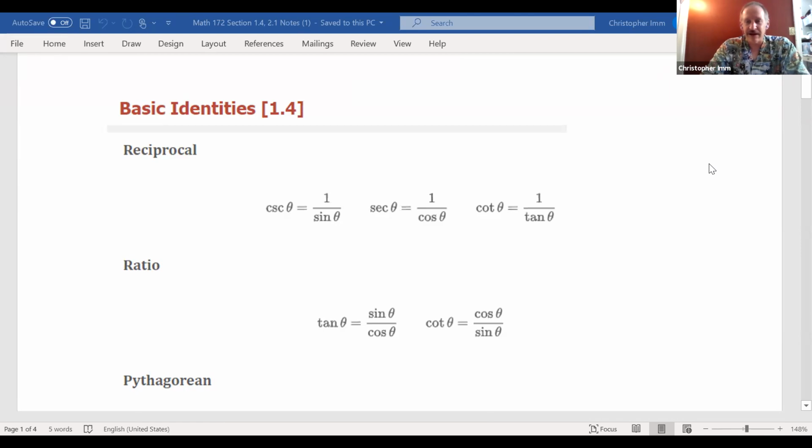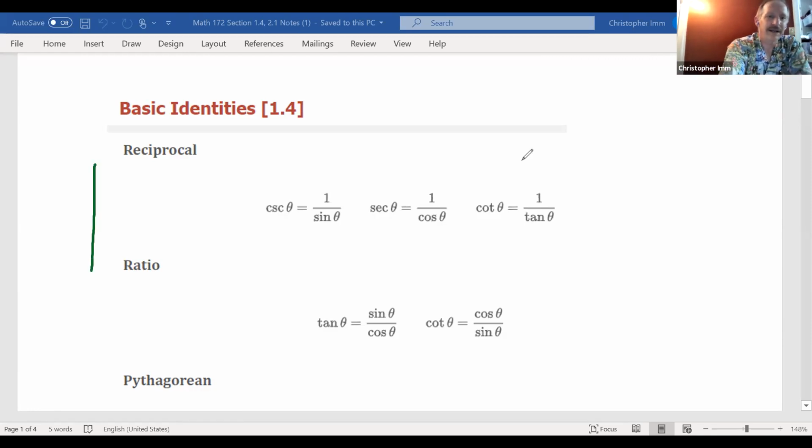The good thing about identities is if you have one of the trig functions, they would enable you to get all the other ones. So they're nice in that way. We're going to be proving identities later, but again, it's going to be step by step. We're going to be setting these up really deliberately and hopefully build on each other. So the first ones we've already talked about. They're the reciprocal identities.